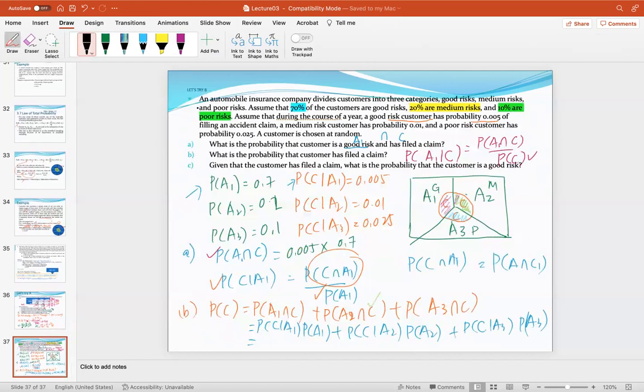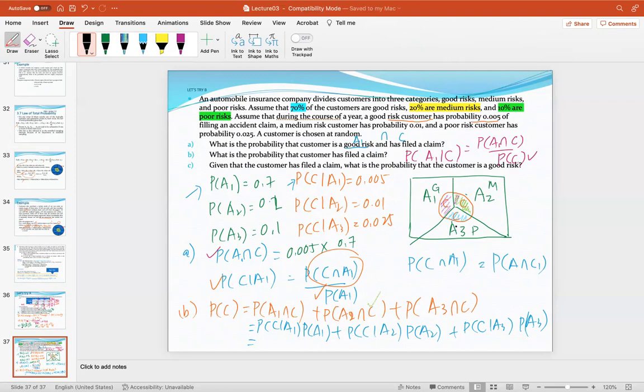So we try one more time. An automobile insurance company divides customers into 3 categories: good risk, medium risk, and poor risk. Basically, they are risks, okay? Assume that 70% are good risk, 20% medium risk, and 10% are poor risk. So I try to label all the risks. A1 is the good risk, medium risk is A2, poor risk is A3.